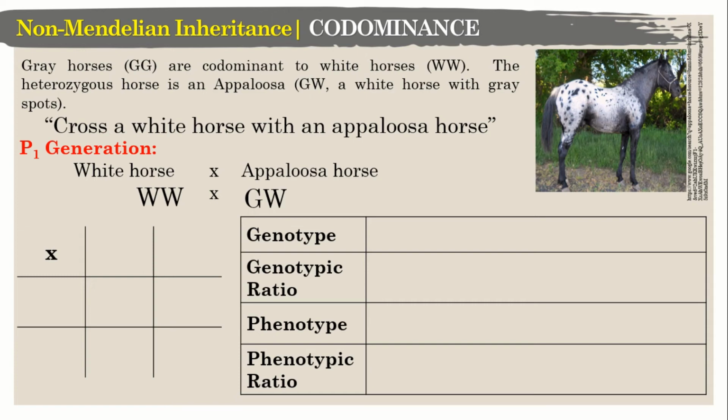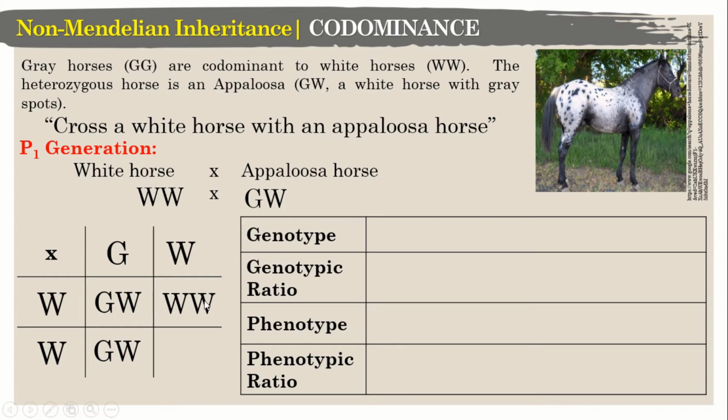So we simply write the alleles. This one is for white, this one is for Appaloosa. So, what are the gene combinations for the first box? We simply have GW here and here. So, what would be the possible combinations? We have GW. In here, you have WW. And then for the last box, we have WW. So, those are the gene combinations.